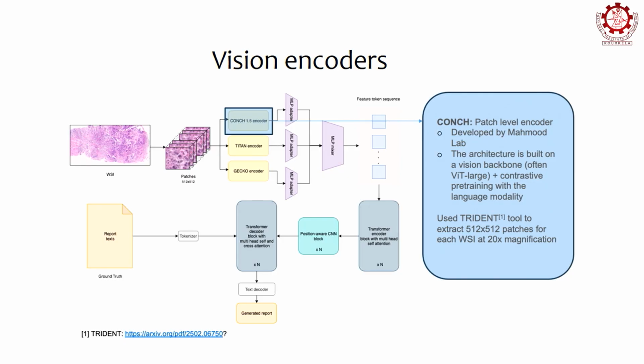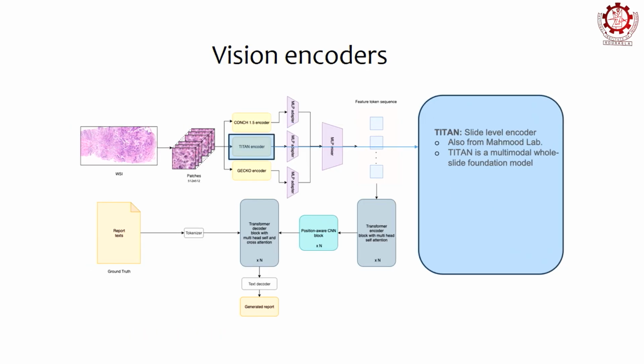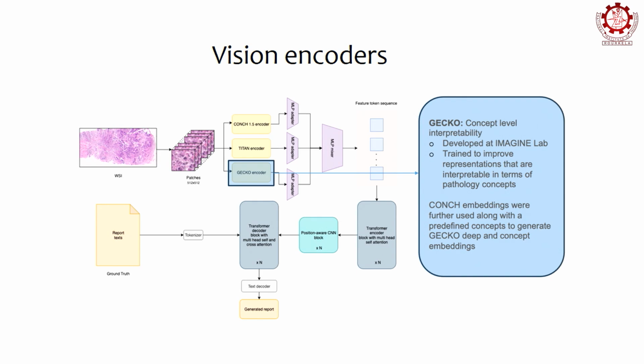The architecture is built on a ViT backbone, a ViT-Large backbone. There was another model called the Titan model, which is a multimodal model. I believe Titan used genes and images, so that's why it's a multimodal model. And then we had a Gecko model. Gecko uses images and text, right? So it uses the concepts that we discovered.